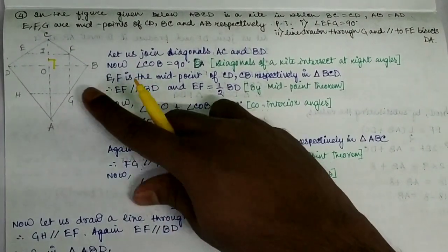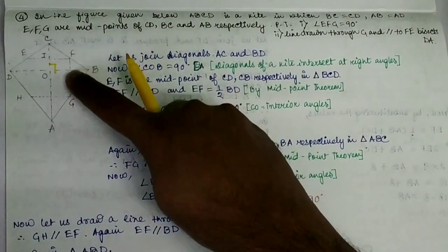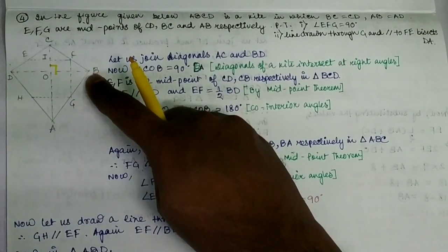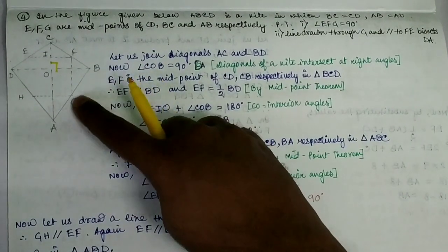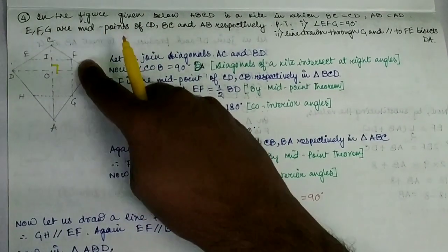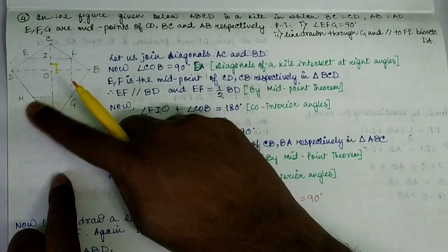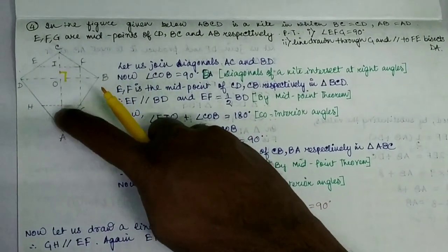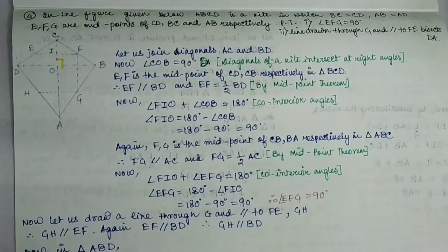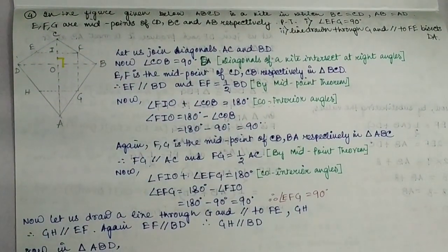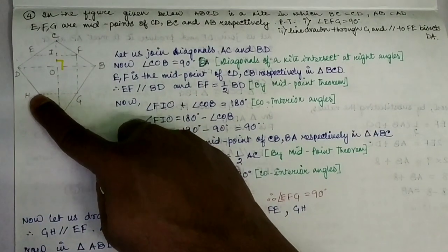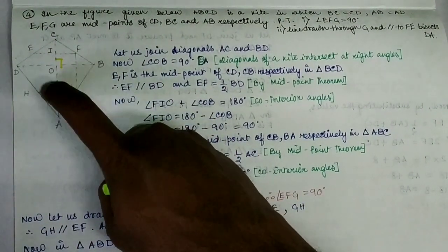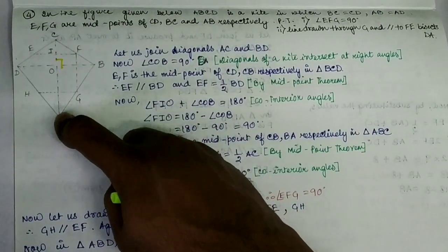So now since GH is parallel to EF and EF is parallel to BD, therefore this GH will also be parallel to BD. Now you all can see that GH is parallel to BD and it cuts one side of the triangle at point H. So it means that H is the midpoint of AD, by the converse of midpoint theorem. And it means what? As H is the midpoint, H will bisect AD, means H will divide AD into two equal parts.